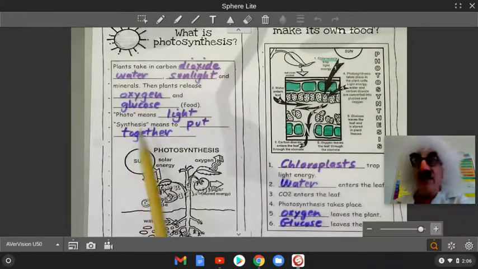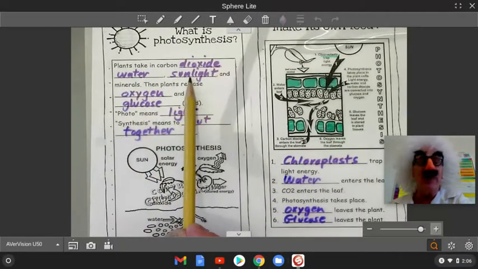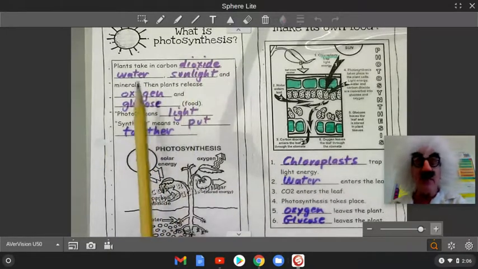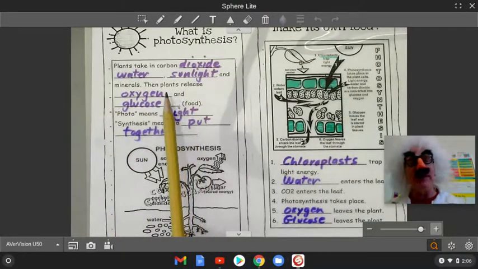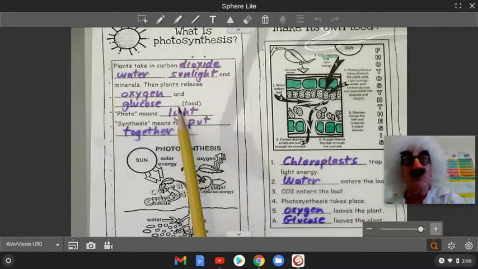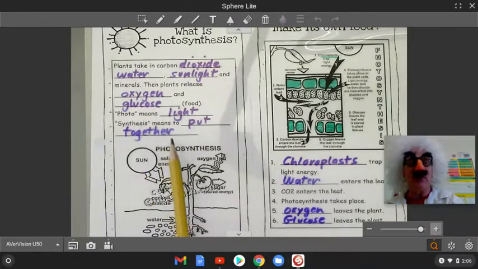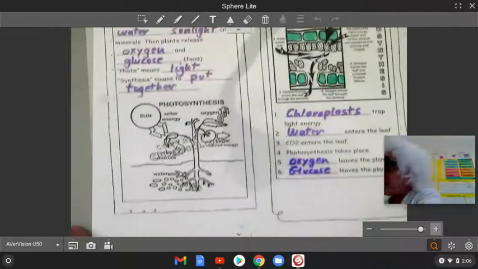So plants take carbon dioxide plus the water plus the sunlight, and they make it through a process called photosynthesis, and then they release oxygen to us, and they produce glucose, which is for their own good. Photo means light, and synthesis means to put together. Okay? So let me lift up this a little bit more.